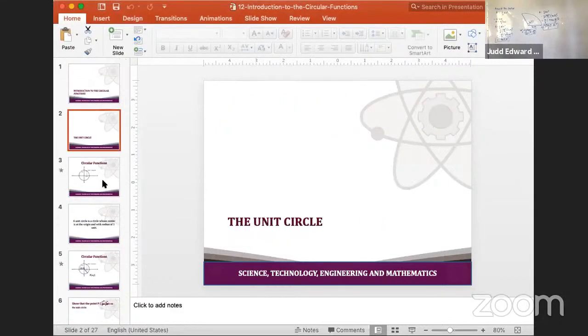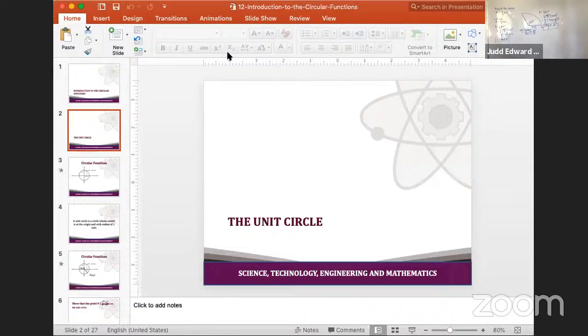Our next topic is the unit circle, which was discussed before in your trigonometry class. When we say unit circle, always remember that its radius is equal to 1, and the diameter of the unit circle is equal to 2. You understand why the diameter is 2.